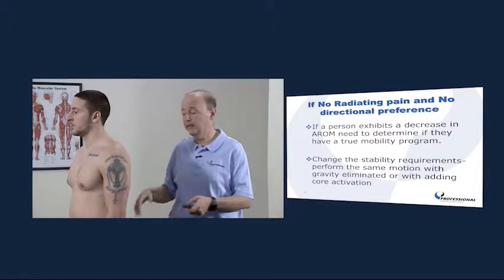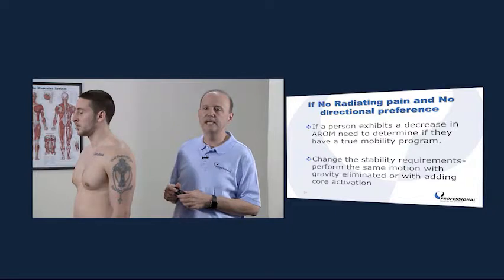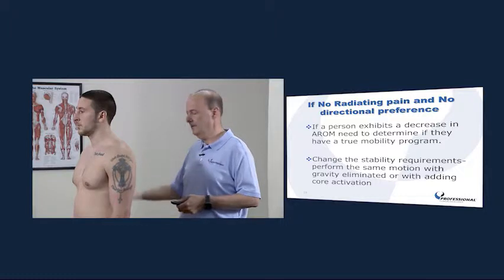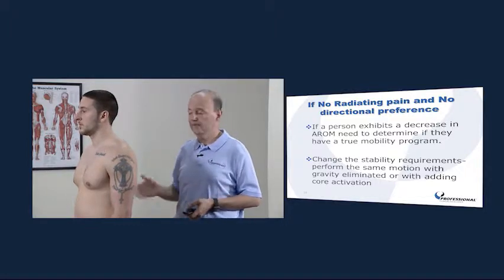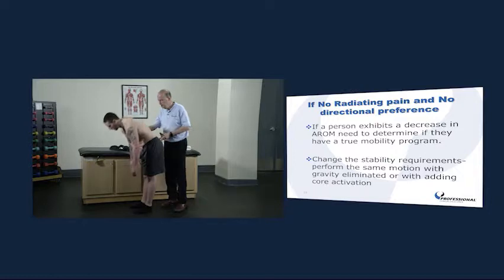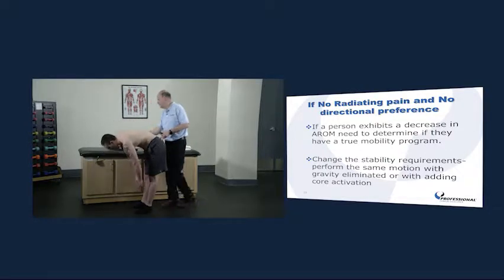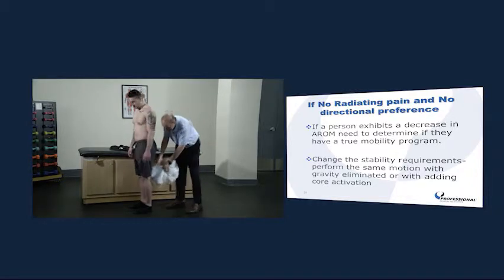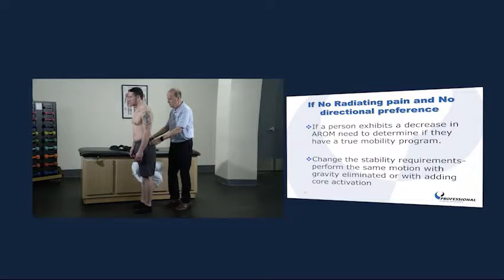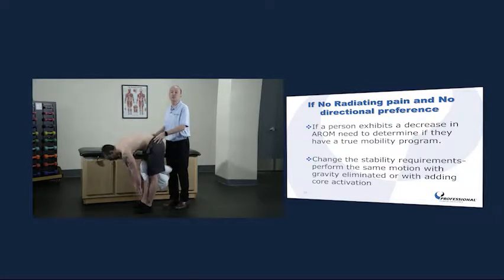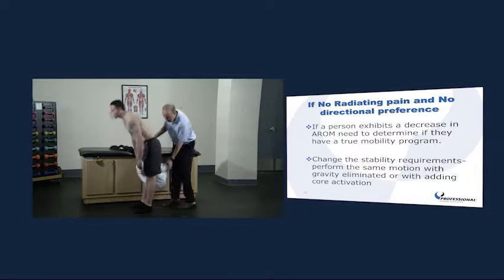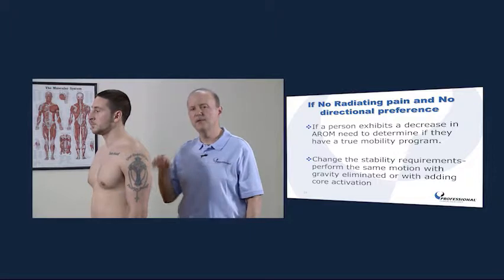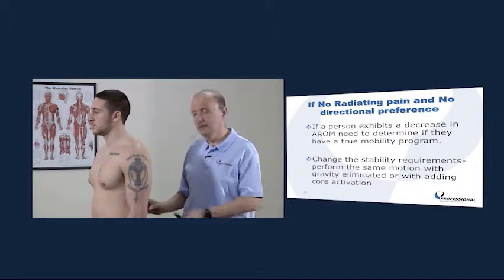He's trying to stabilize. So what we can do is change the stability requirements, meaning we have him perform the same motion with gravity eliminated, so we could do it on the table, I'll show you, or adding some core activation. So Joe goes forward and he says, oh, I have pain, that's all I can go, come back up. Then I can say, okay, let's add some core activation. So I can put this between his legs, gently squeeze it together, give him some stability, and all of a sudden now we can touch his toes. Okay, come back up. So I know just by giving him some core stability, he was able to do that motion. So for this patient I'm going to focus more on a core stability type program.